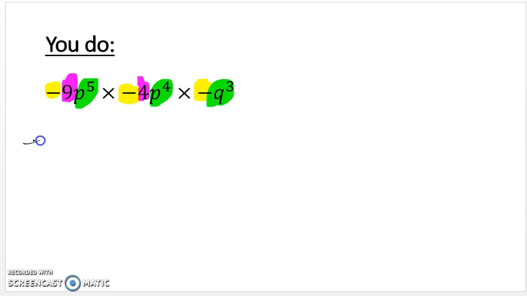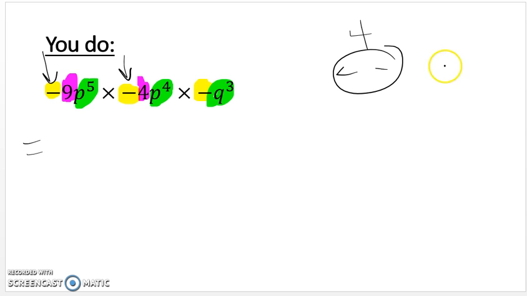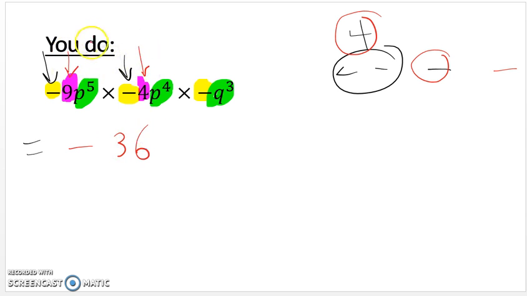All right, so a negative and a negative, they make a positive. I'm going to put in one more negative there. So this positive, and this negative would then become negative. 9 times 4, well, that's 36. And p to the 5, a string of 5.